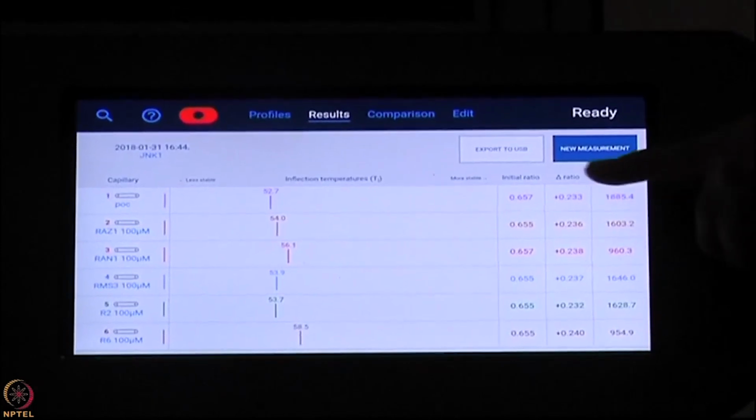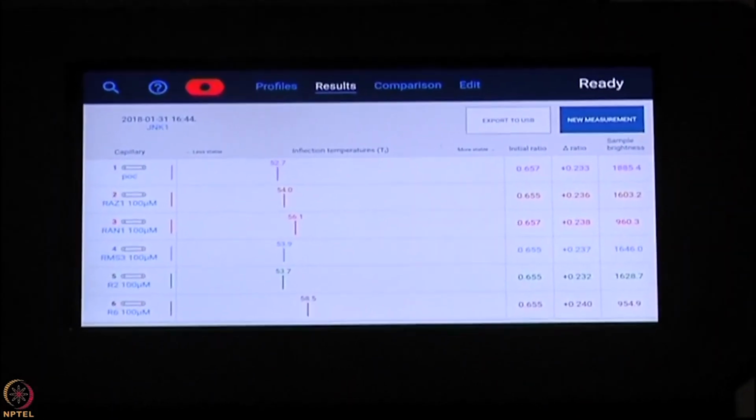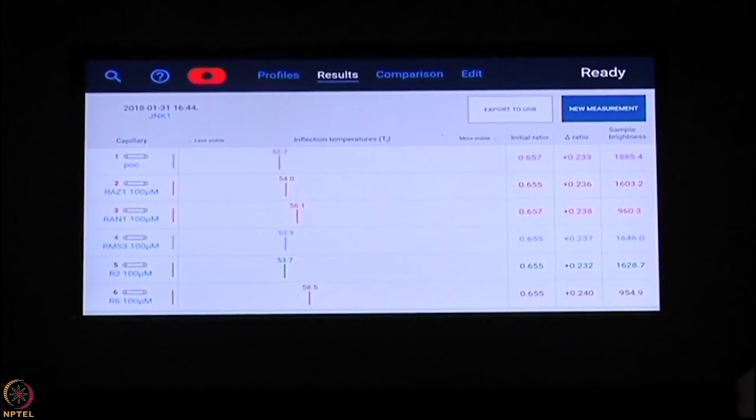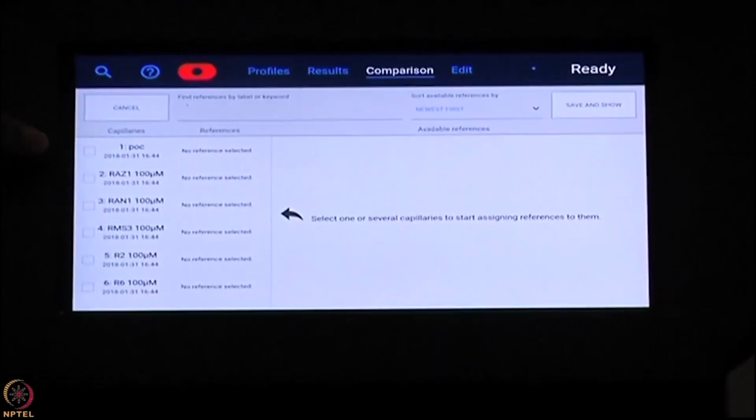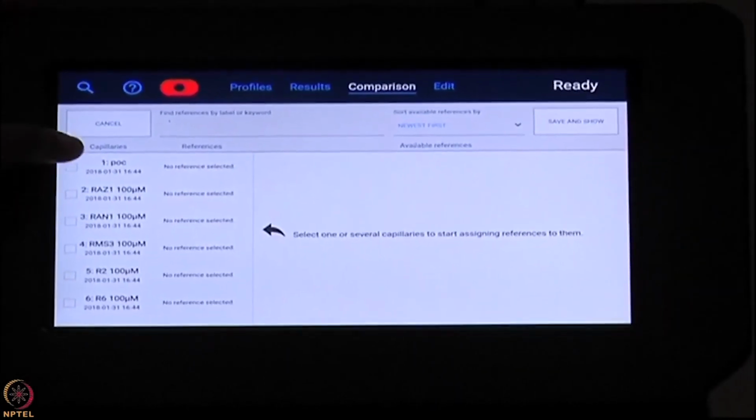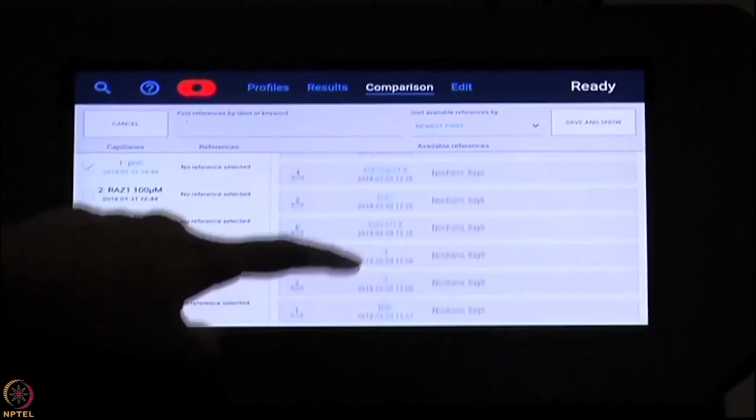So you always get the delta ratio, which will tell you the percentage unfolding, and the sample brightness. It is not exactly a quantitative parameter. It is relative: if I am taking 1 sample as a standard, against that one, what is the brightness that you have. So it will always give the relative quantitation figure also.